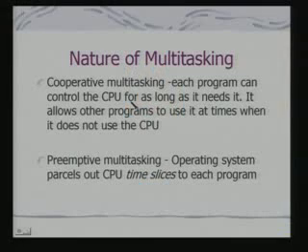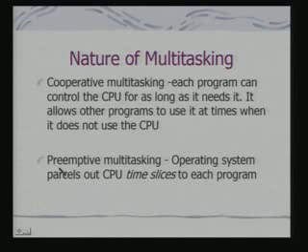So what are the different kinds of multitasking systems that you encounter? One is cooperative multitasking. Each program can control the CPU as long as it needs it. It allows other programs to use it at times when it does not use the CPU. That means the other programs get the CPU and can do their task only when one of the programs is not using it. So it's a complete cooperation with complete knowledge about each other, which may not always be true.